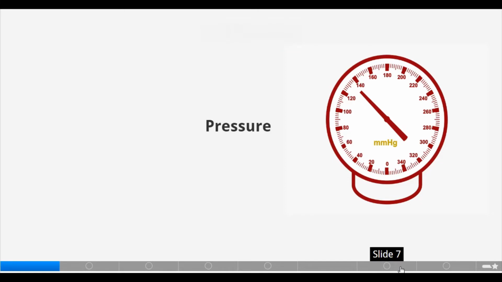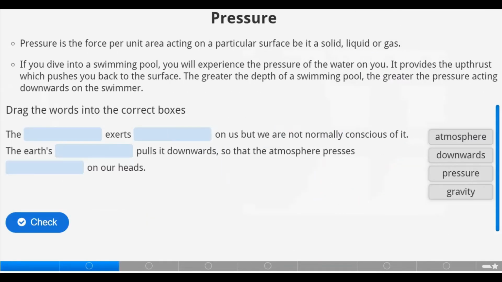Today, I'll be taking you through the topic pressure. Let's start. Pressure is the force per unit area acting on a particular surface, be it a solid, liquid, or gas.